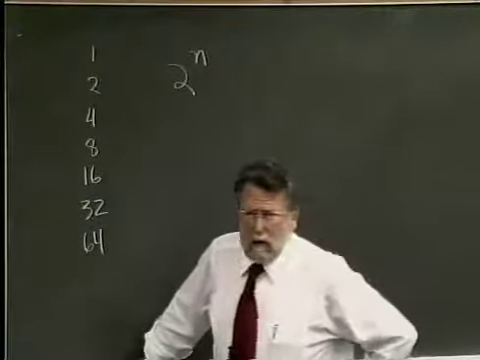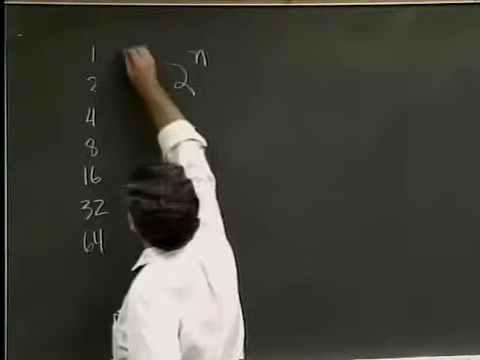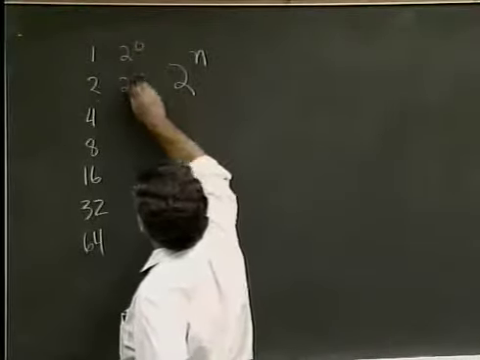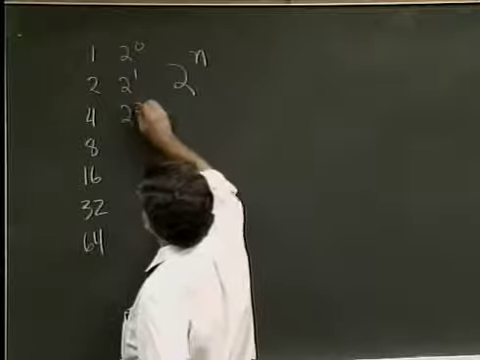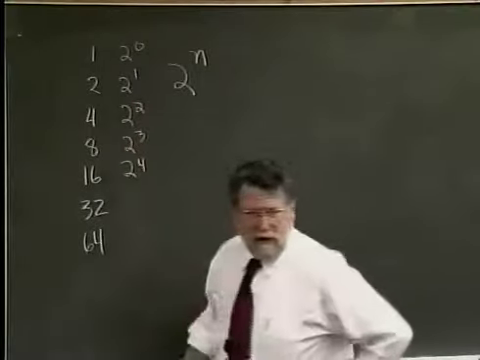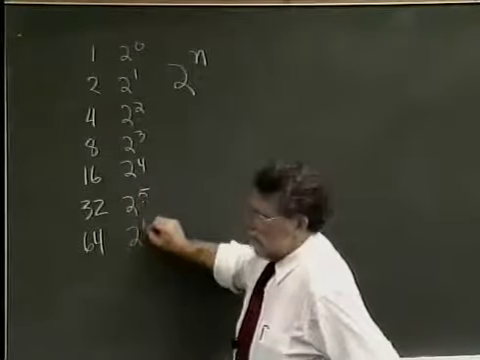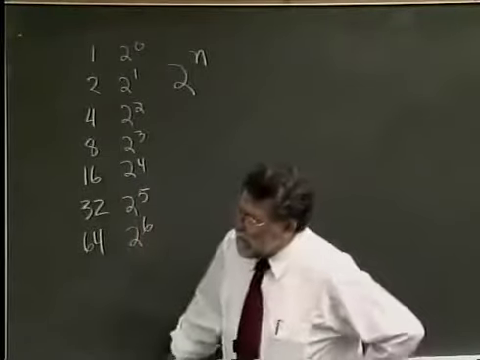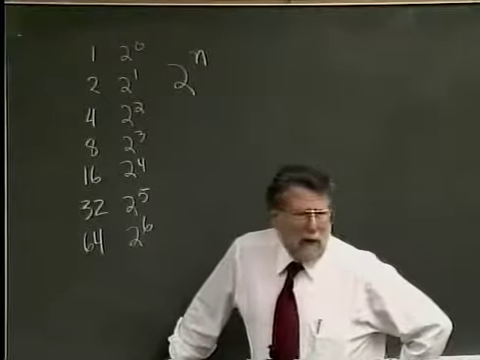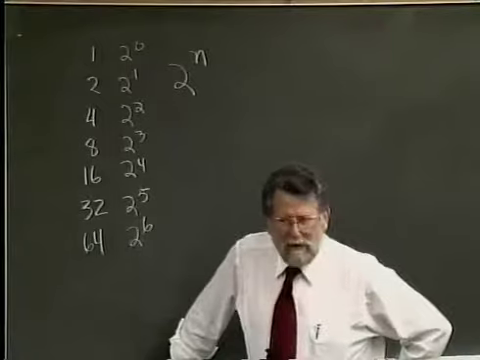Okay, let n be 0. What do we get? 2 to the 0. 2 to the first. 2 to the second. 2 to the third. 2 to the fourth. Right. 2 to the fifth. The sixth. Okay. Now, squares of 2, powers of 2. So we're getting powers of 2. So the sums in the rows are powers of 2.